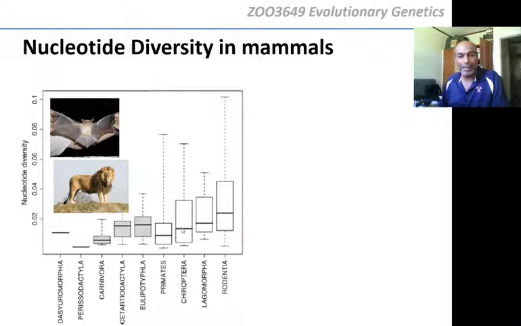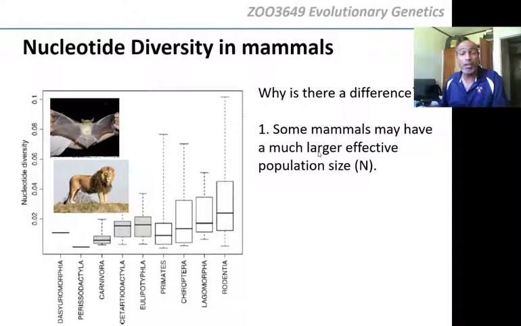Why is there a difference in nucleotide diversity in these different species? The first reason could be that some mammals have a large effective population size. Okay, so for example, if you have to count how many lions there are, there are much fewer lions compared to rats, aren't there? There are plenty of rats and mice, right? So the effective size of rodents is much larger. There are plenty of rabbits, so the effective size is larger, okay? So that's why you can have more.